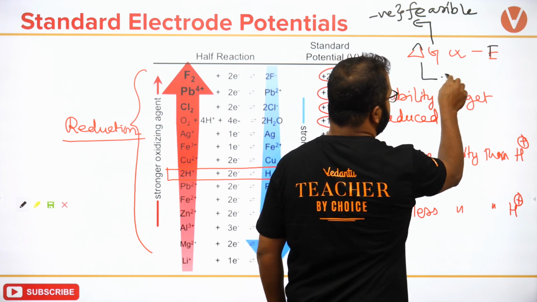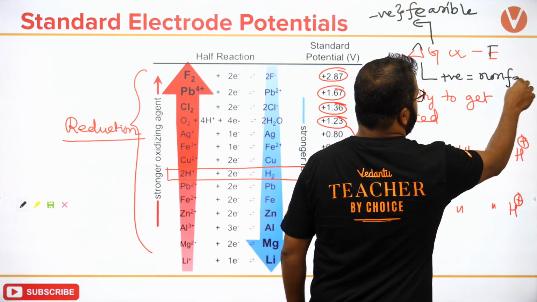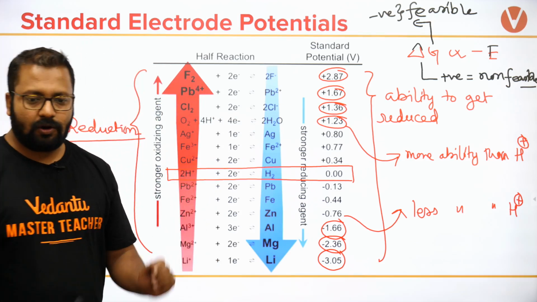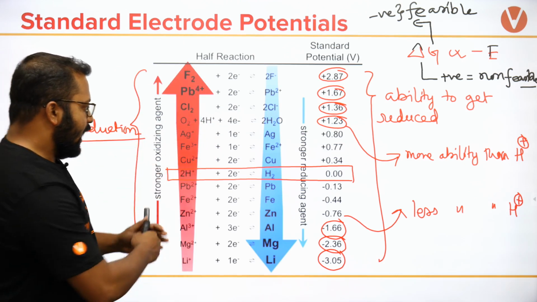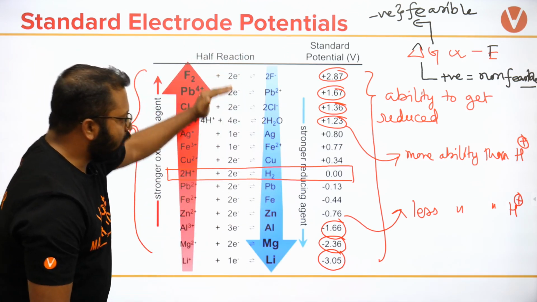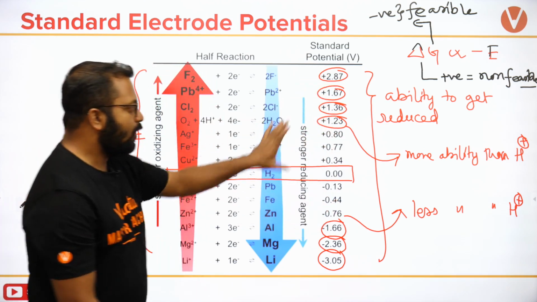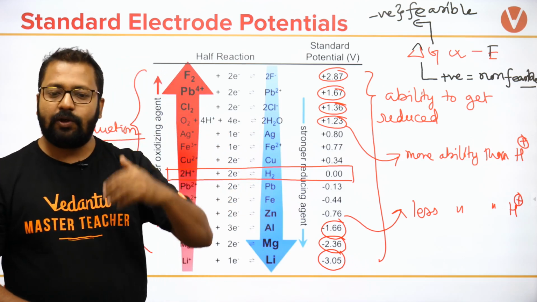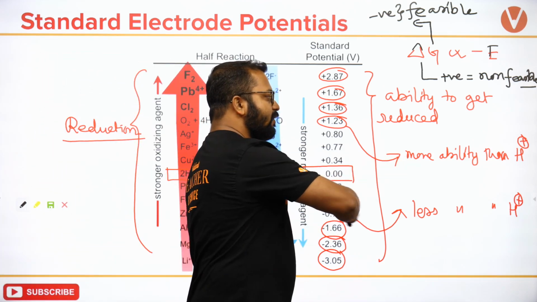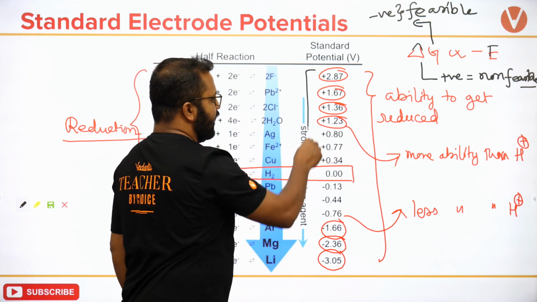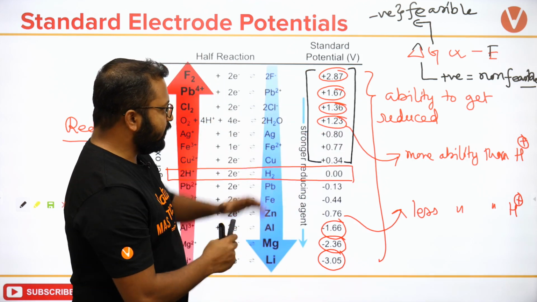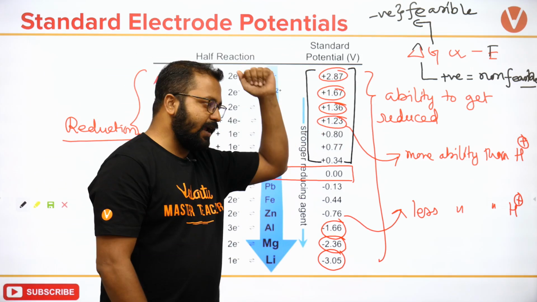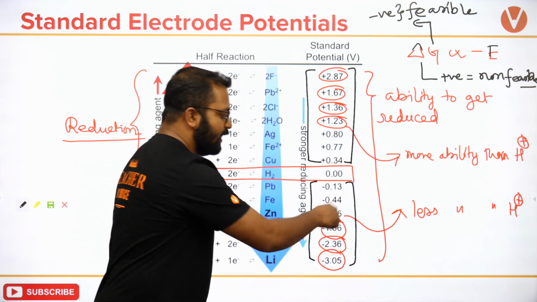If it is positive, then what will happen? Non feasible. Feasible means it can take place on its own. Okay, it's on its own. You can see these are all reduction reactions. For all reduction reactions, I am measuring certain values of potentials, and what do these values show? Ability to get reduced. Now, for everything which has a positive value, delta G will be negative. For everything which has a negative value, delta G will be positive.